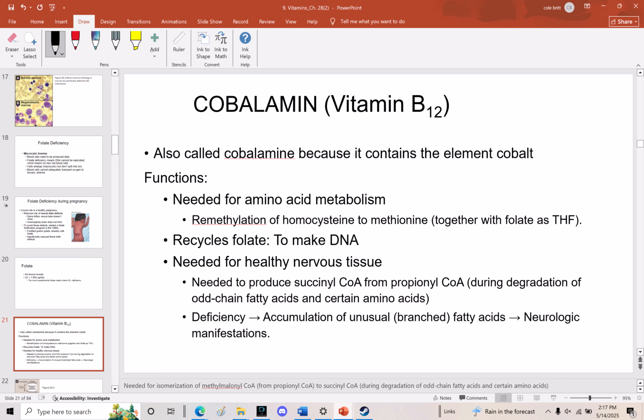So if you give someone supplements of folate, then you'll be able to make DNA. But this is the problem right here, because this is the non-folate function of B12. It is needed for healthy nervous tissue.